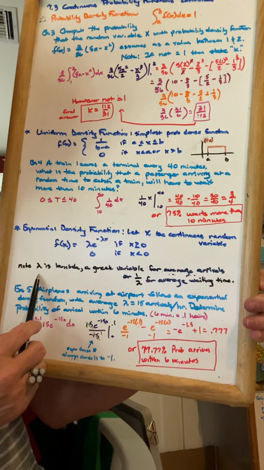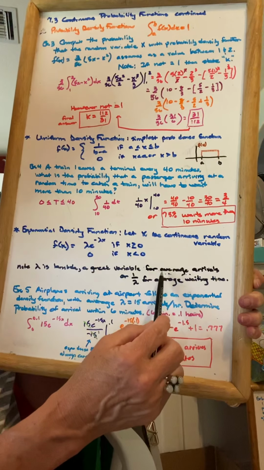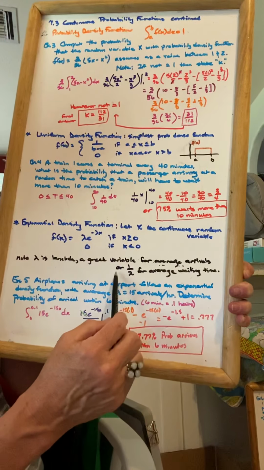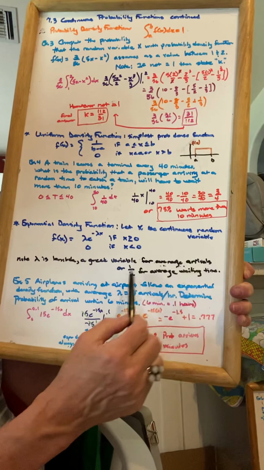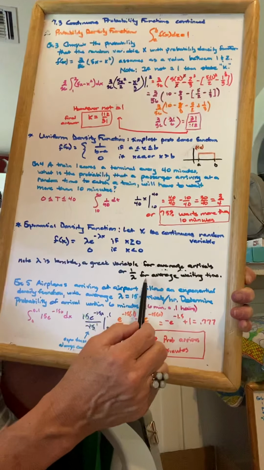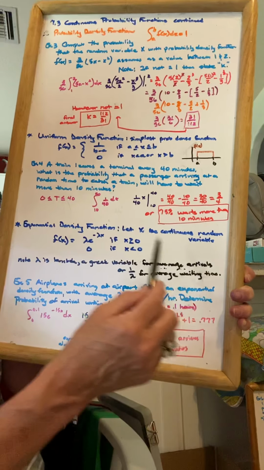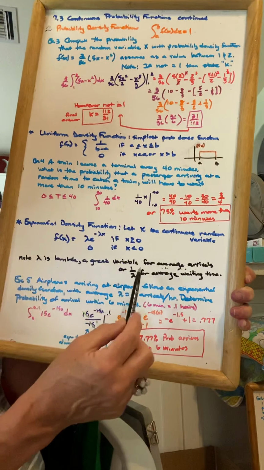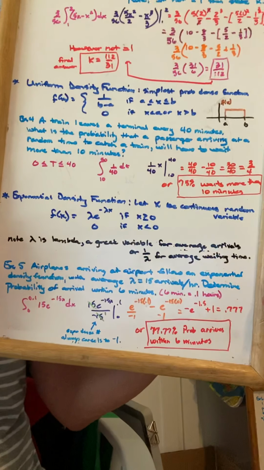Lambda is a Greek term for a variable. If it's just lambda, the number, it's for the number of arrivals. If it's 1 over lambda, it's for the average waiting time. So the average arrivals is lambda, the singleton, just the number. If it's 1 over lambda, it's for the average waiting time. That's the difference between those two.